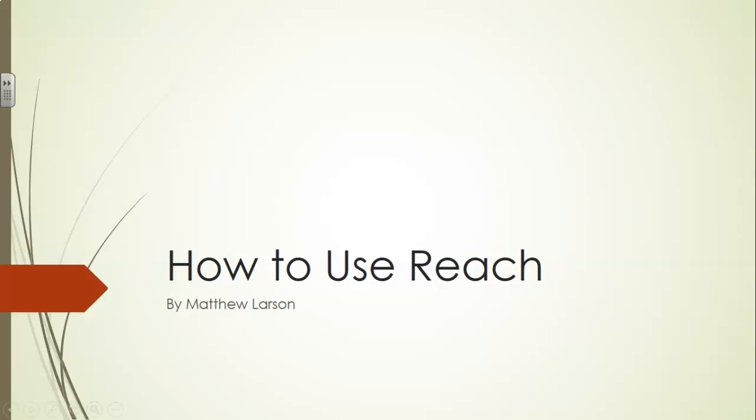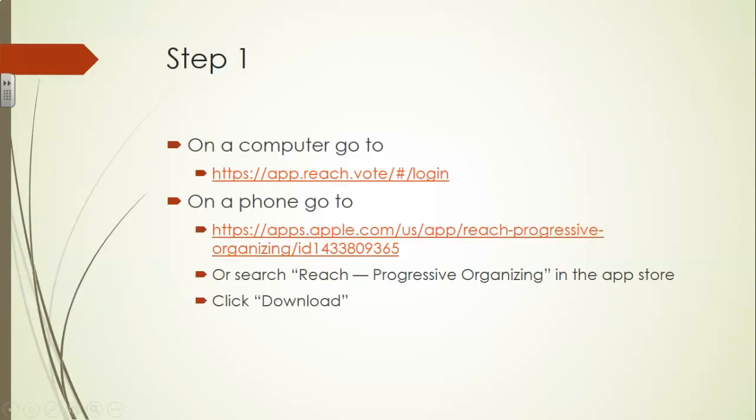So first and foremost, the first thing you need to do is you need to sign up for Reach. If you're going to be using a computer, you can go to this link right here. It will be provided to you by your coordinated campaign organizer. If you are on your phone and you'd prefer to be doing this on your phone, you can simply download the app right through there with that link, or you can search Reach Progressive Organizing in the App Store and then click download. And it's going to bring you to the exact same stuff, whichever way you go.